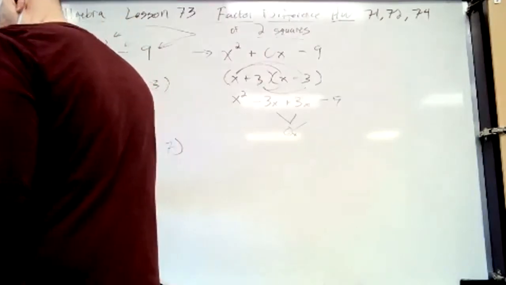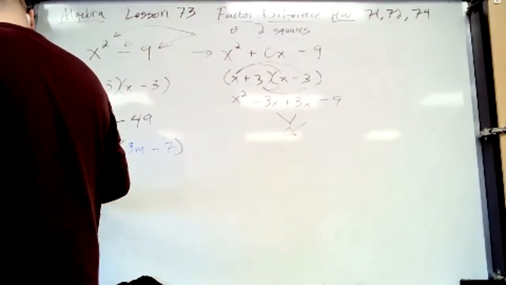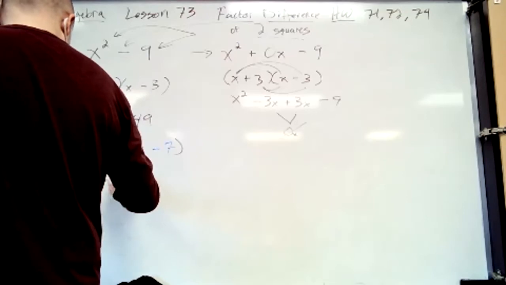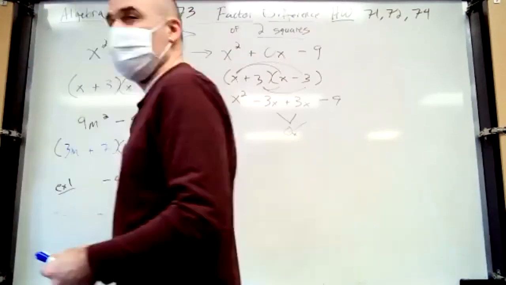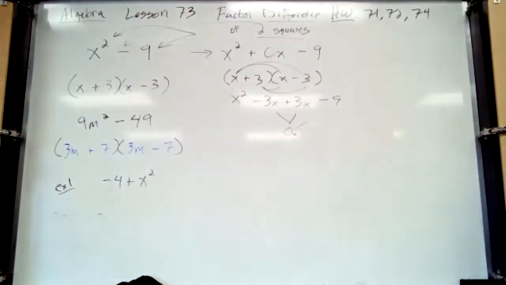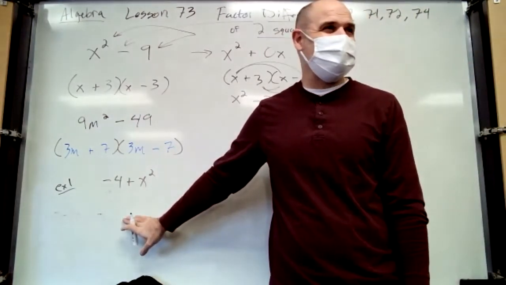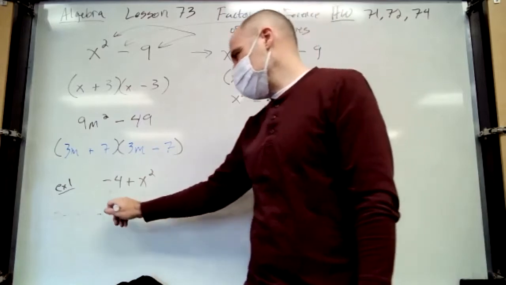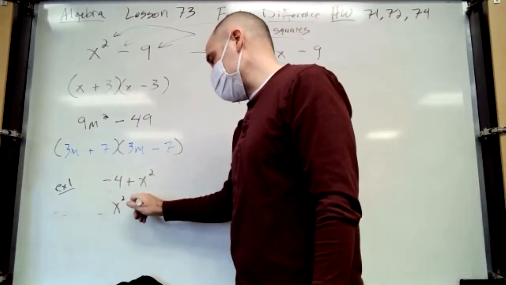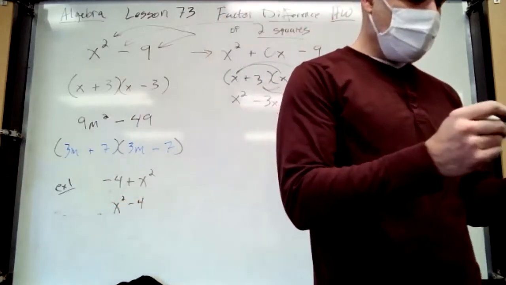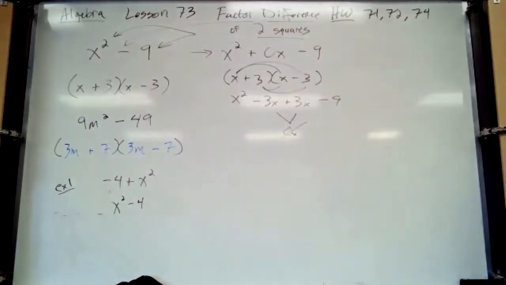Here's another example. Example 1, we'll call it. -4 plus x squared. Well, this doesn't look like a difference, does it? It doesn't have a subtraction sign, but you can write it as a difference. How do you write it as a difference? What's another way to say -4 plus x squared? X squared minus 4. Yeah, x squared minus 4. Now it's a difference of two squares. Factor it. Go.